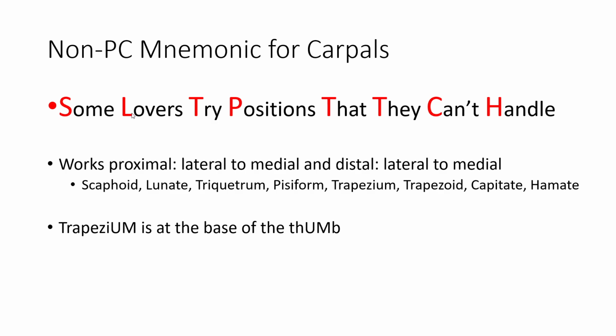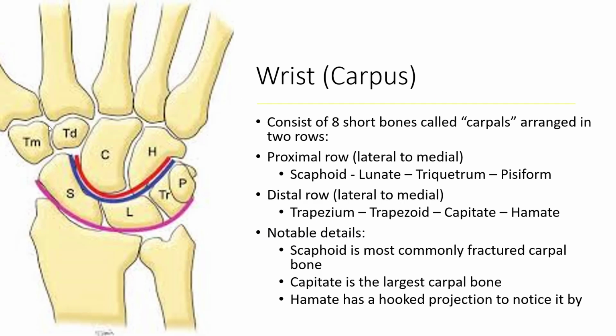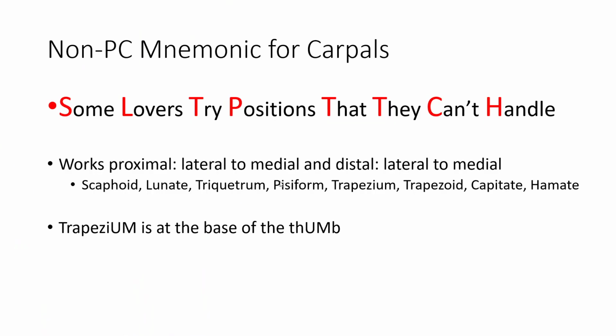Some scaphoid, lovers lunate, try triquetrum, positions pisiform, and then this one not so helpful, that trapezium, they trapezoid, can't capitate, handle hamate. And then to kind of work this out, the trapezium is at the base of the thumb. So looking back here, the trapezium, the most lateral bone in the distal row here, is at the base of the thumb. So that's the one way you can kind of separate this little confusing difference here.